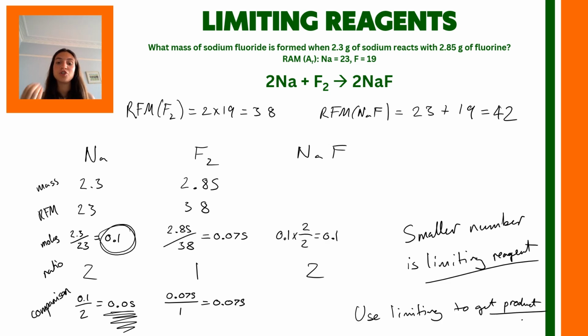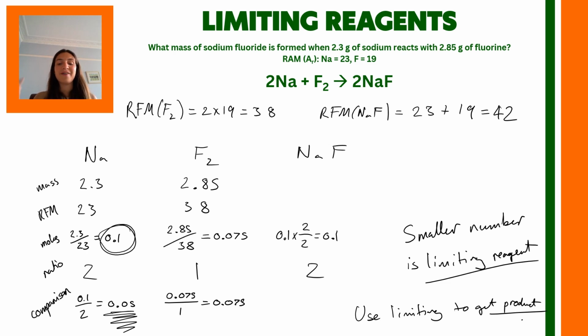And we have to use that limiting reagent to get our product, okay? So here I had 0.1 moles of my sodium. That is going to produce 0.1 times 2 over 2, or 0.1 moles of my sodium fluoride, because remember, sodium and sodium fluoride were both in the same ratio to each other.